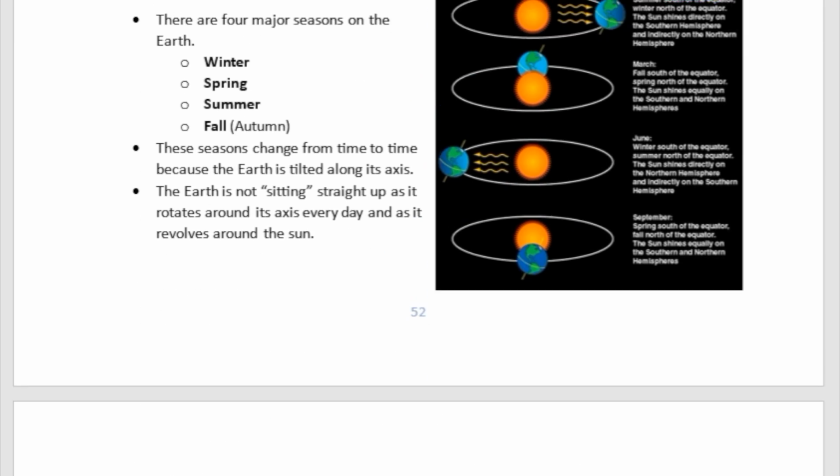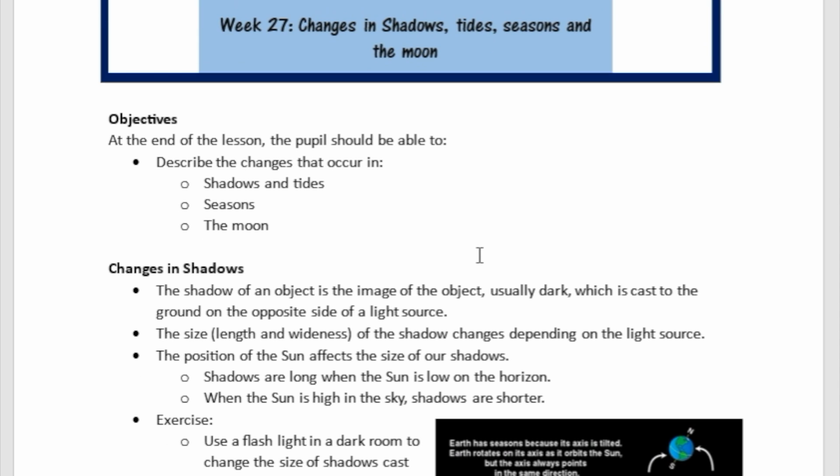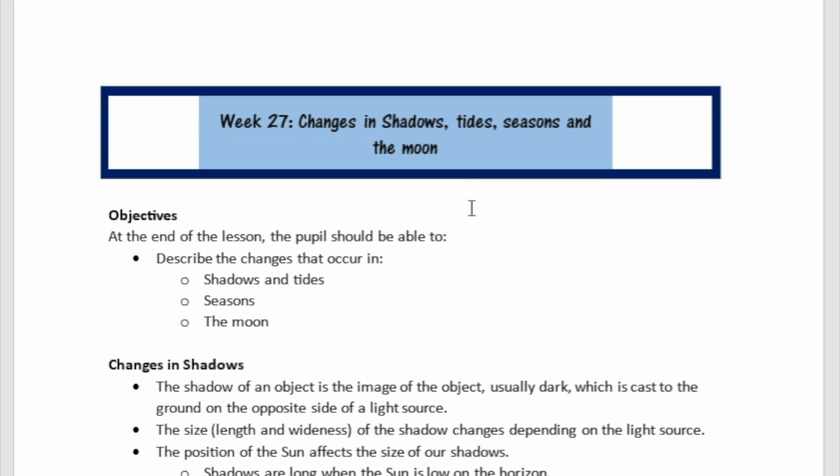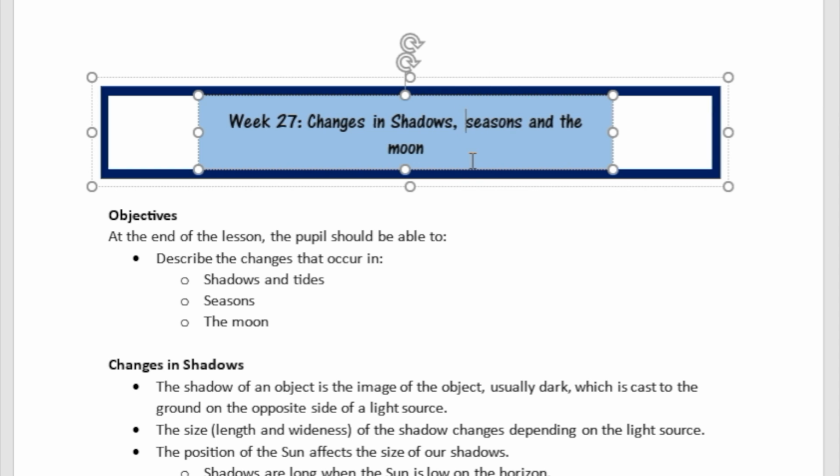All right. Did you get something from it? So that's what we talked about today. Changes in shadows, seasons, and in the moon as well. Because we didn't get to talk about tides today.